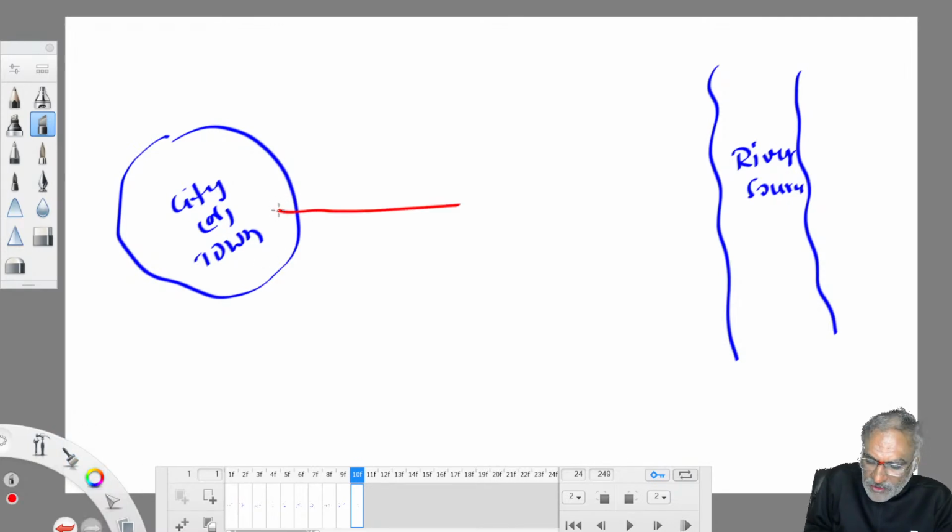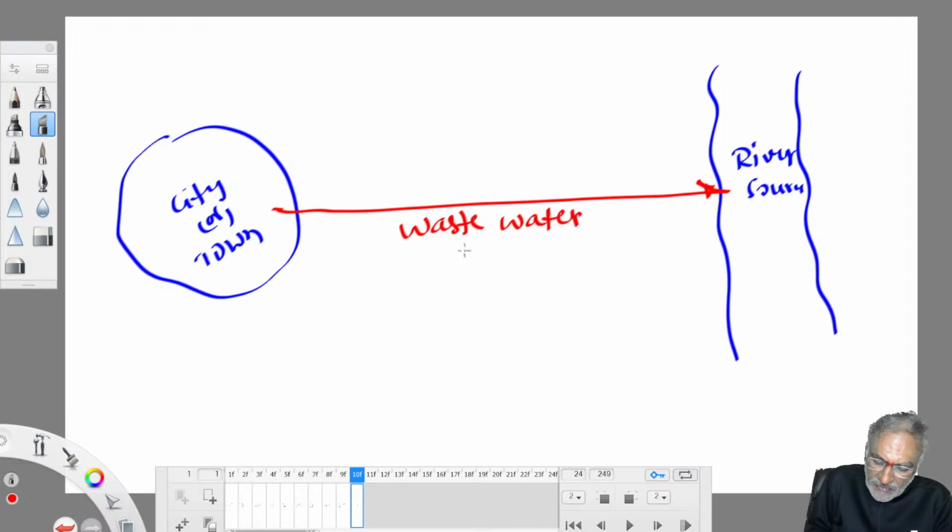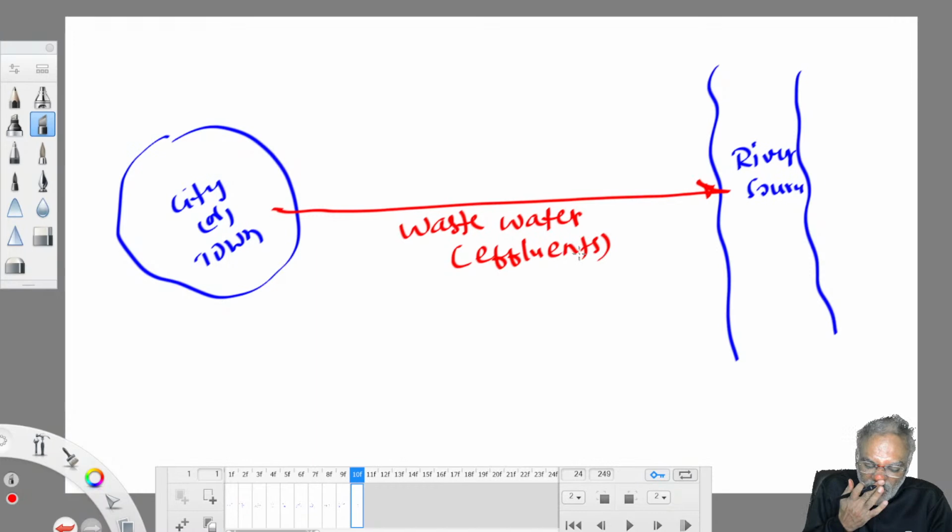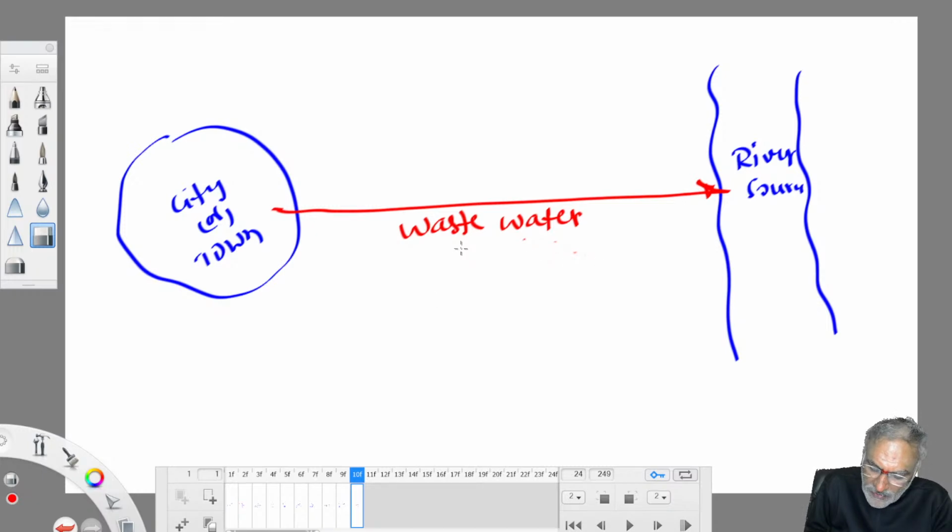That sewage is also disposed into this river only. The wastewater produced by the city is called effluents. Wastewater effluents are disposed into the river. So where you need to locate this intake tower?